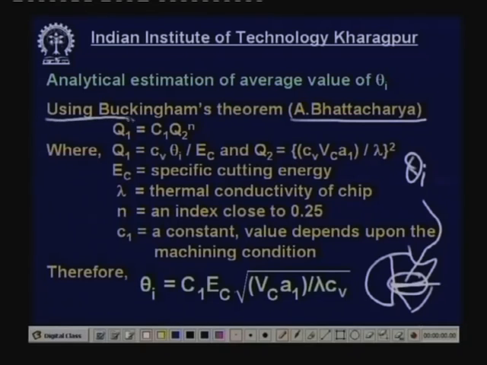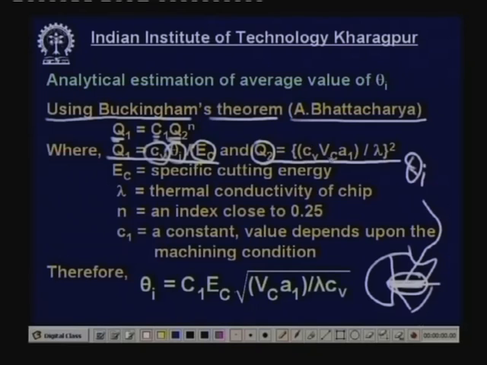Now, the starting point is Buckingham's theorem, which states that there are two dimensionless parameters Q1 and Q2, and they are connected by a constant C1 and Q2 to the power n, where Q1 represents the volume specific heat of the chip material, theta I is the average temperature at the shear zone, at the chip to interface, and EC is the specific energy consumption, that is equal to cutting force Pz divided by unit chip cross section area, and Q2 is given by this expression: this volume specific heat multiplied by the cutting velocity, process parameter, multiplied by the uncut chip thickness A1, which is equal to SO sin phi, where phi is the principal cutting angle, and lambda is the thermal conductivity, whole square.